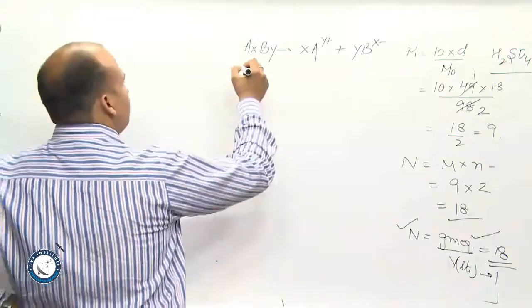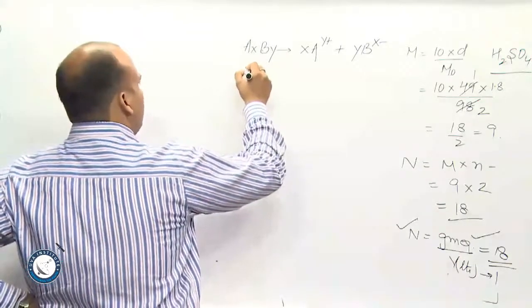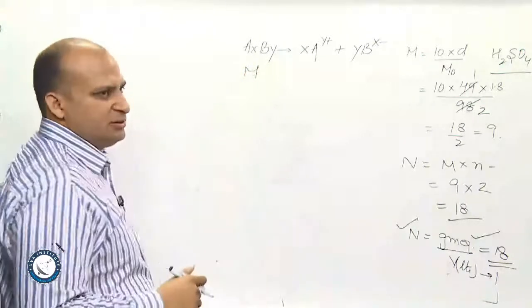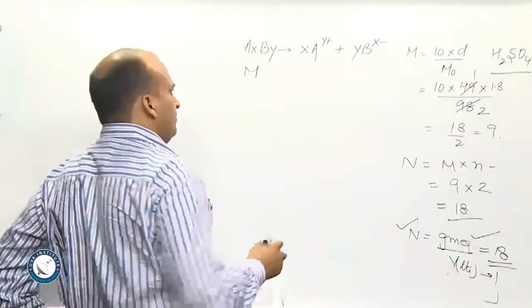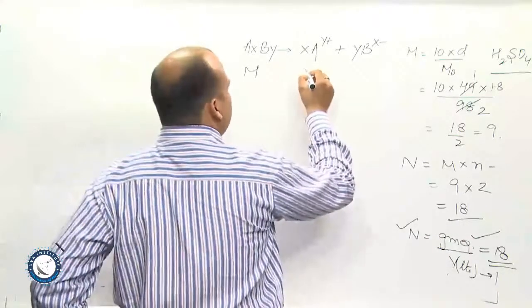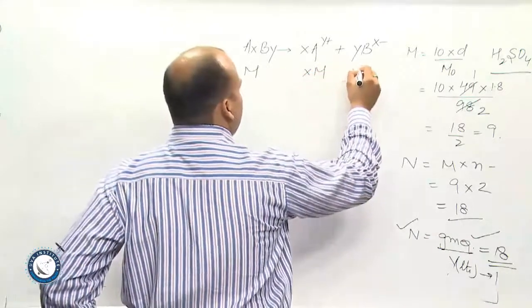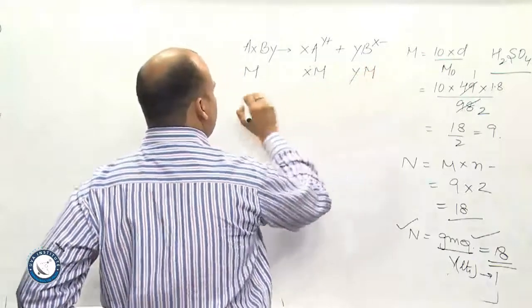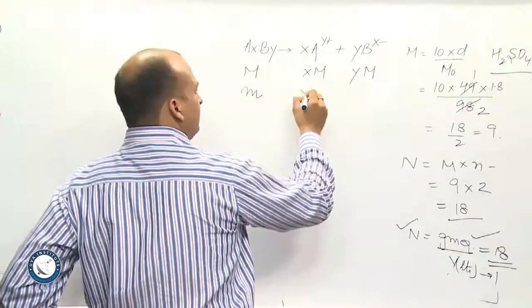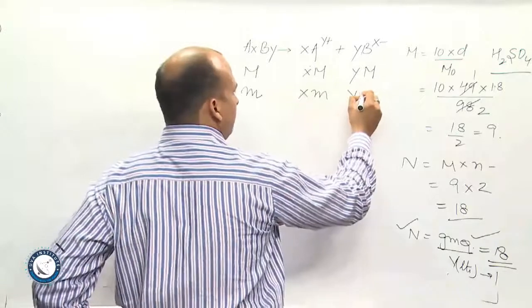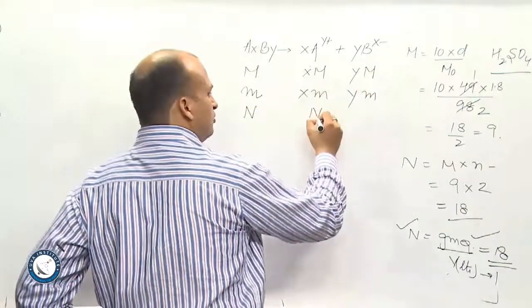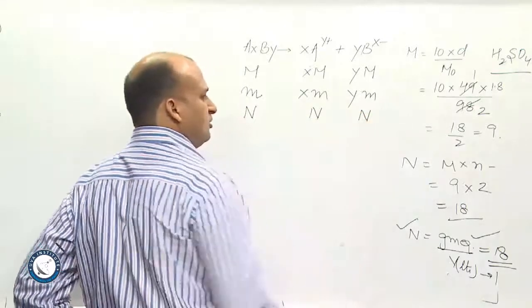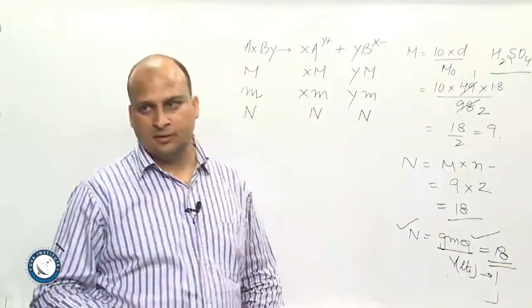Now see, I am saying if the molarity of this compound is m, then the molarity of this will be xm and the molarity of this will be ym. If the molality is m, it will be xm, ym. But if the normality is n, over here also the normality is n, over here also the normality is n.